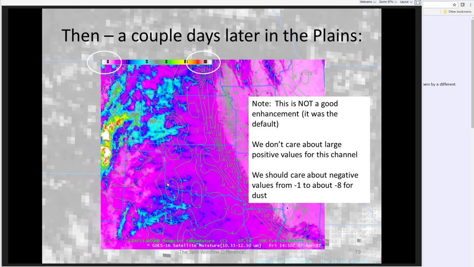Not in this specific example, but you can actually see dust. And those will actually have negative split window difference values because of the fact that dust will emit radiation at the temperature where it's at 10.3 very effectively. And so it will actually be colder than the 12.3 temperatures.